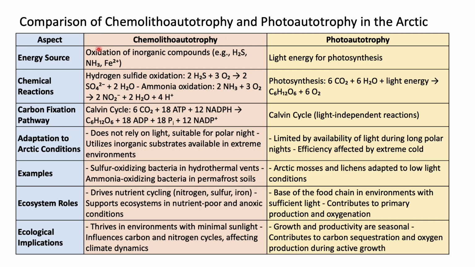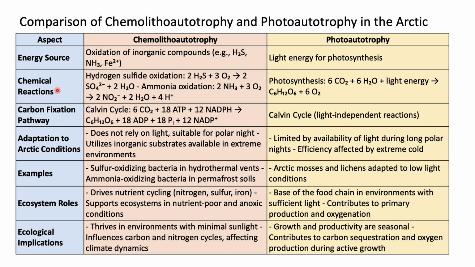So here is a comparison table about chemolithotrophy and photoautotrophy that is happening specifically in the Arctic region. So these two processes require energy. So how do they get it? For the chemolithotrophy, the oxidation of inorganic compounds is the main source of energy, whereas for the photoautotrophy, light energy for photosynthesis is the main source of energy.